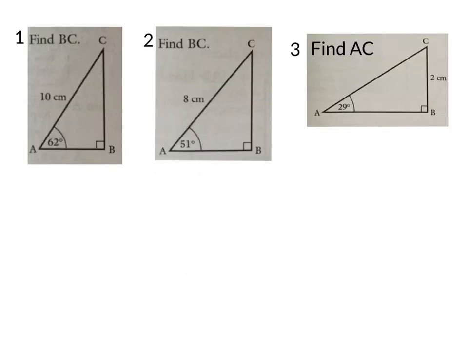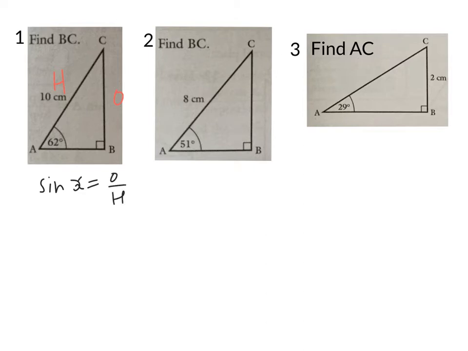Question 1. We have to find BC. So we label what we know and what we want to know. We know the 10. It's the longest side opposite the right angle, so it's the hypotenuse. And we want to know, in the question it says BC, we want to know this one. It's opposite the angle, so we label it the opposite. O and H tells us that it's the sine function we use to solve. So we write down the sine function.